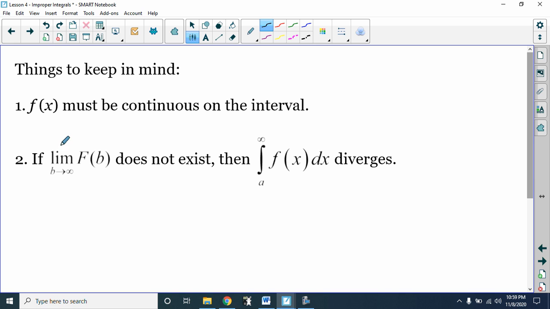A couple things we need to keep in mind. First of all, you have to have a continuous function on the interval. So from a to infinity, you can't have any, like a jump. Or more importantly, you can't have a vertical asymptote. That'd be the big one. And we'll talk about what to do if you do have a vertical asymptote somewhere on the interval. So if it looks something like that, you can't just consider what's happening at the endpoints in that case. Also, if the limit as b approaches infinity does not exist, that tells you that the area is an infinite amount. So the integral diverges is what we say.